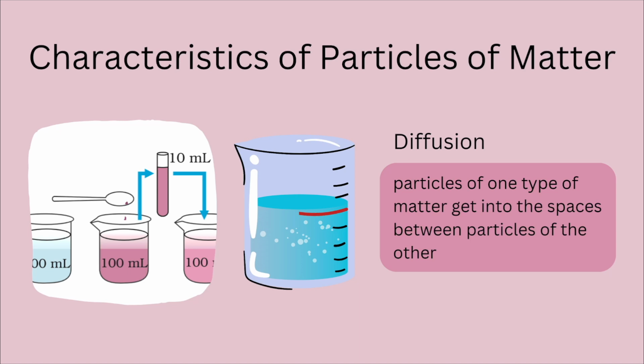This is what we call diffusion, because this happens on its own. Particles of one type of matter are able to get inside particles of another type of matter and they mix up, right? This is what we call diffusion. Now, this is one observation that you see. Particles of one type are able to get into particles of another type.